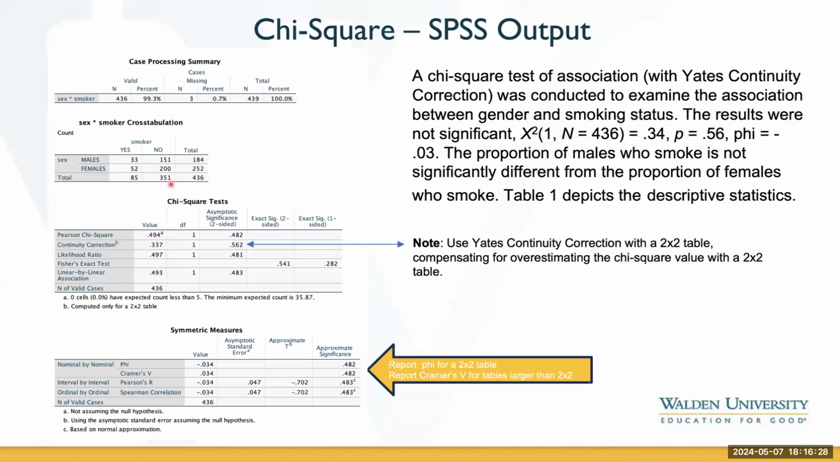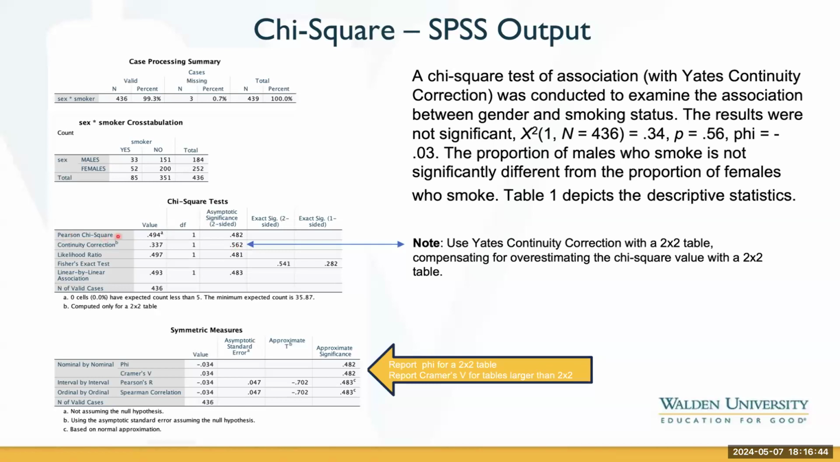Anyone want to take a stab? Just type it in the chat. No, it's not. And remember now, we always assess significance at 0.05. And so we know that now the chi-square test, basically there's no association between gender and smoking.